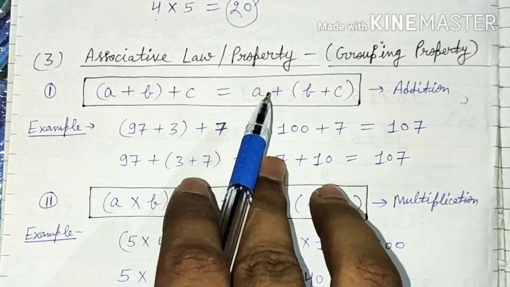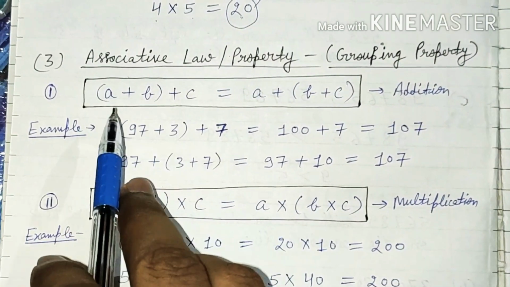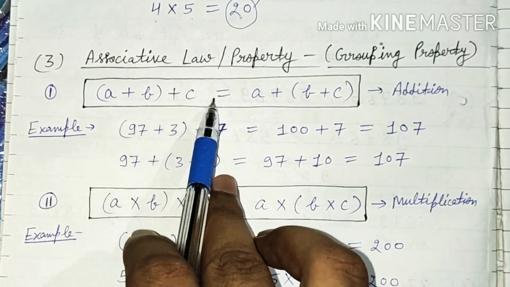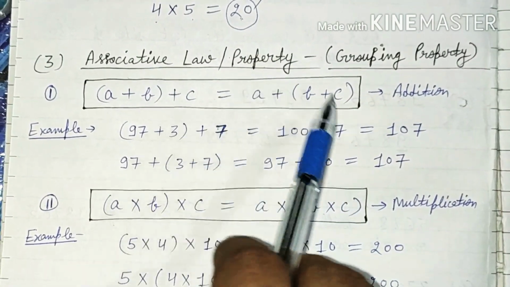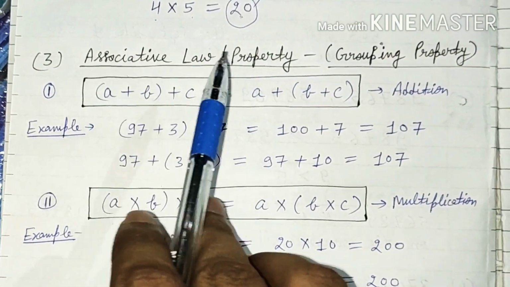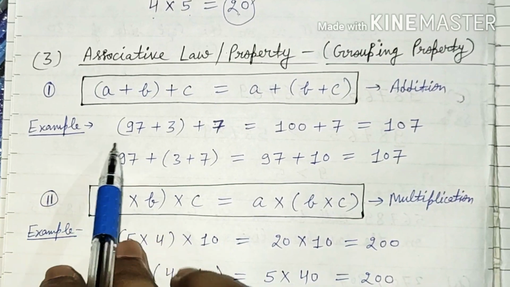So this associative property of addition says when we add 3 or more whole numbers in any grouping, the sum of the whole numbers remains same. Let's see this thing with the help of example.